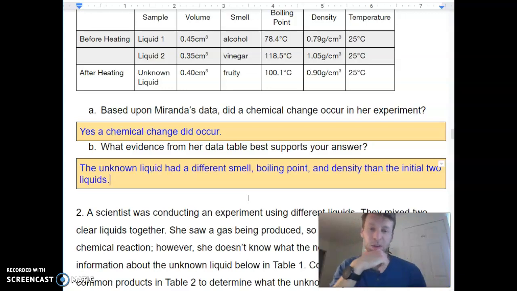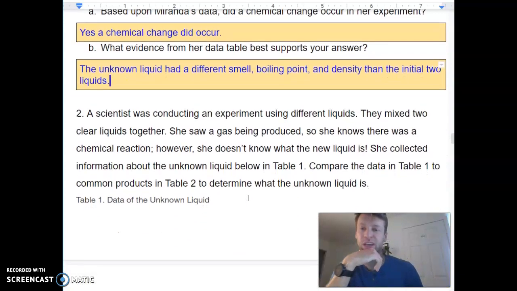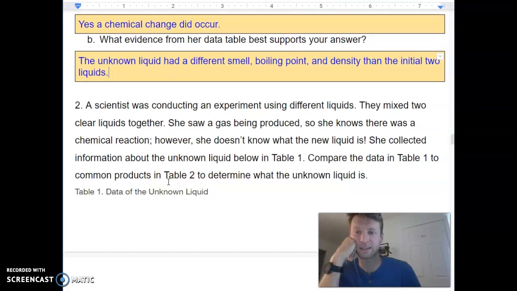Let's see another practice problem that you could be asked about. Question 2. A scientist was conducting an experiment using different liquids. They mixed two clear liquids together. She saw a gas being produced, so she knows there was a chemical reaction. However, she doesn't know what the new liquid is. She collected information about the unknown liquid in table 1. Compare the data in table 1 to common products in table 2 to determine what the unknown liquid is.